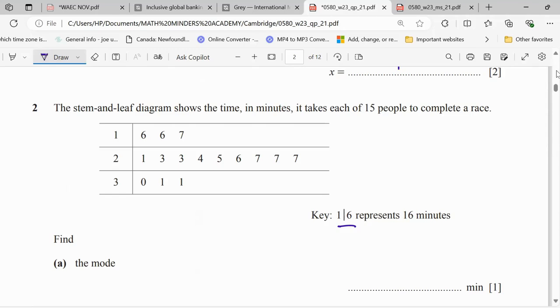Now you have to find the mode. The mode is the one that has the highest frequency. Here you can see that this 7 is the most occurring. That's the number that appears more. Every other number appears either twice or once. So the value of this is 27. When we have 2 and 7, that gives us 27. So our mode is 27.